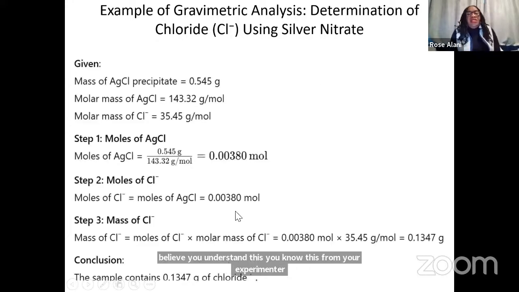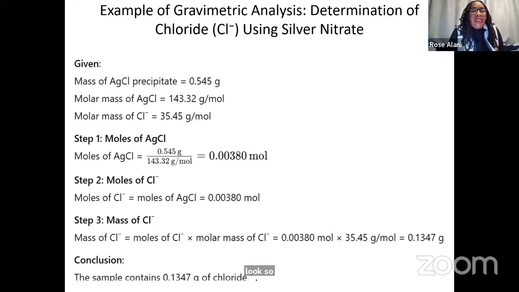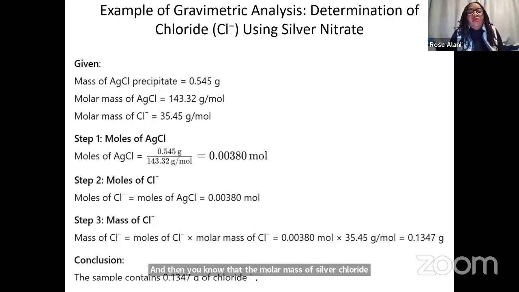So let us see now what is given to us in this case. We are given the mass of silver chloride precipitate as 0.545 grams. And you know that the molar mass of silver chloride is 143.32 grams per mole, and the molar mass of chloride is 35.45 grams per mole. So having been given this information, now we can carry out the calculation.